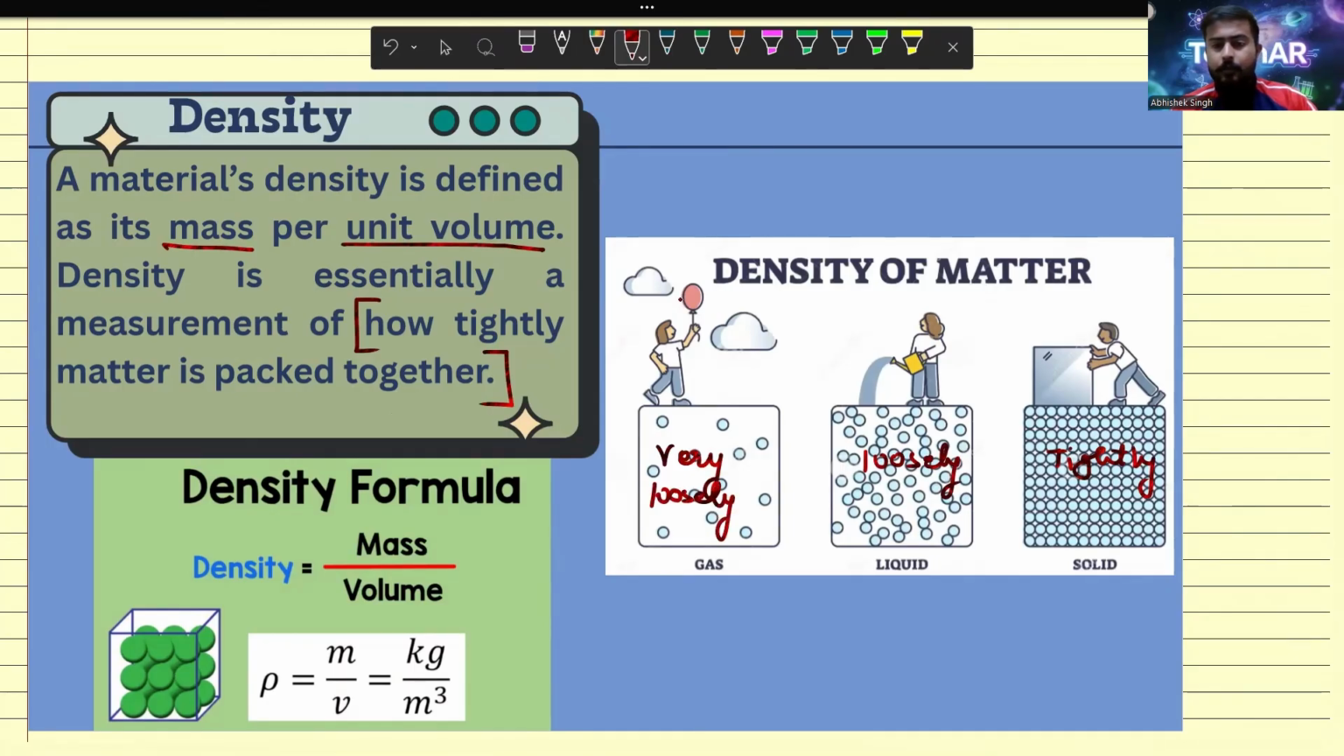You can also see that there are fewer particles in gas. We have taken the same volume, but you can see the gases are less in quantity. If I talk about this first image, you can see that liquid is more as compared to gas, but less as compared to solids. And in the third case, you can see solids are very tightly packed with a larger number of particles in the same volume. So we already know that the density of solids is more than liquids and more than gases as well, right?